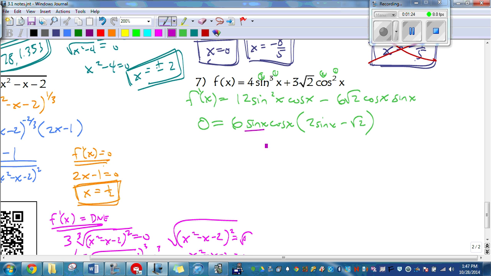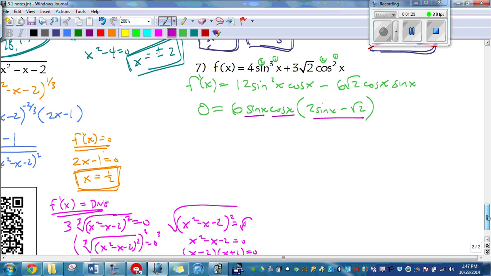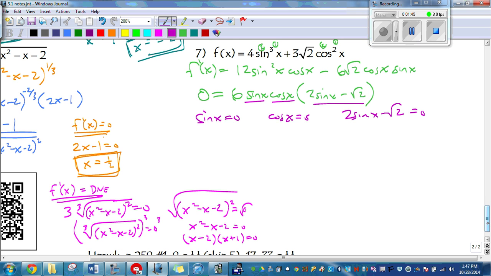So we've got a few things here. We've got sine of x times cosine of x times this. We basically have 3 things getting multiplied here that could equal 0. We want to know what makes sine of x equal to 0, what makes cosine of x equal to 0, and what makes 2 sine of x minus root 2 equal to 0. So this is where we need to depend on our knowledge of the unit circle.